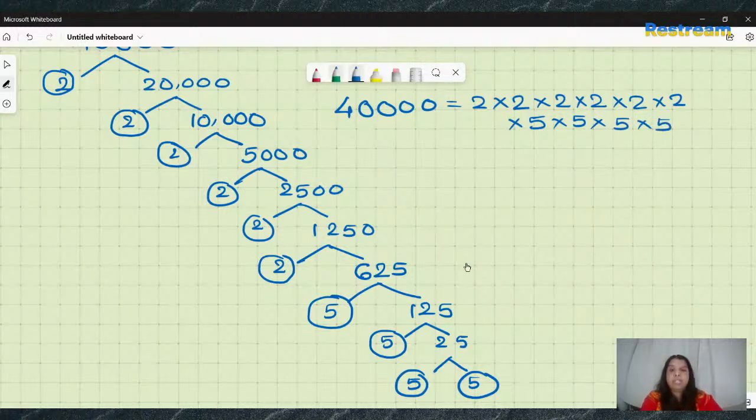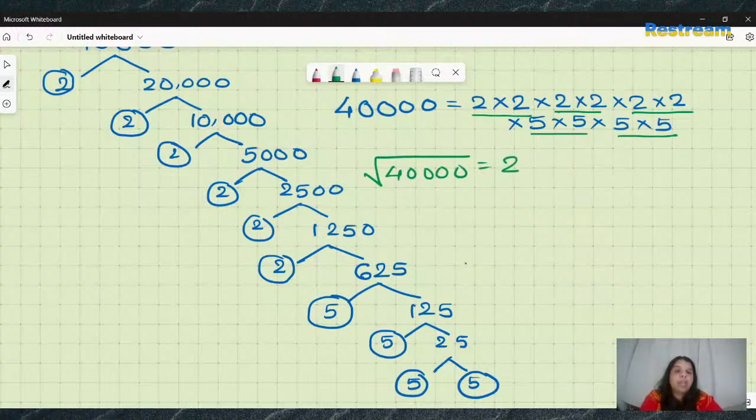So if you see now, we have pairs of numbers: 1, 2, 3, 4, and 5. So if you want to find the square root of any number, you factorize it and just take roots of one number at a time. So 40,000: out of these twos, I will take one 2. Out of these twos, I will take another 2. Out of these twos, another 2. Out of these fives, I will take a 5. And out of these fives, a 5. So the answer is 200.